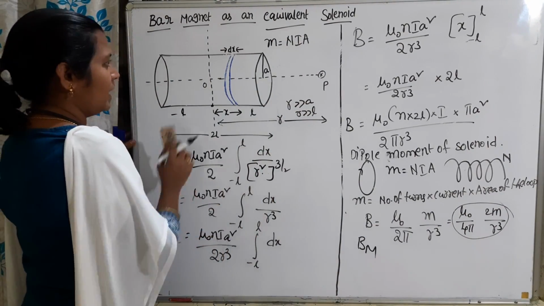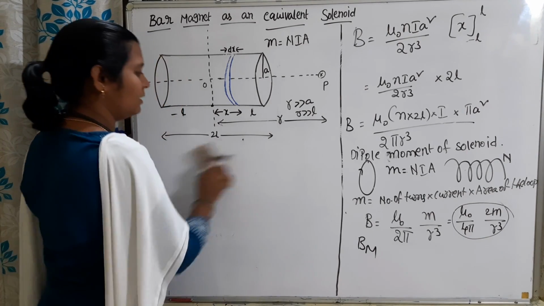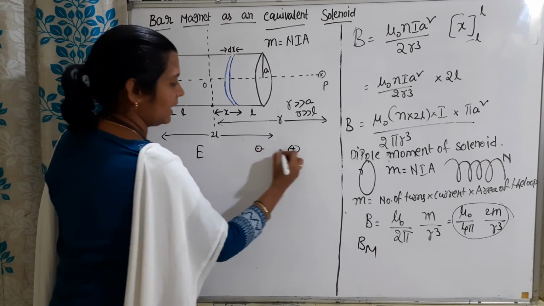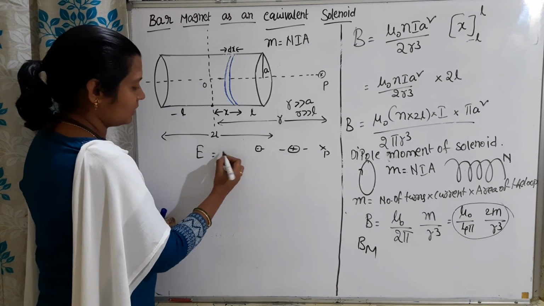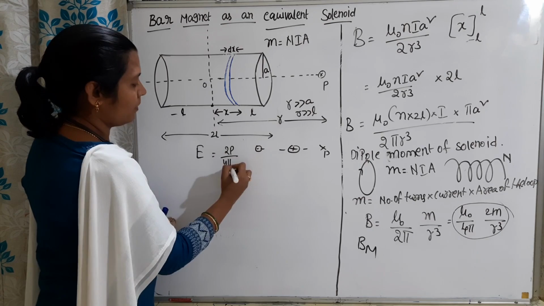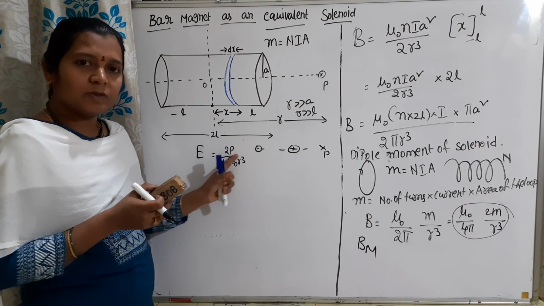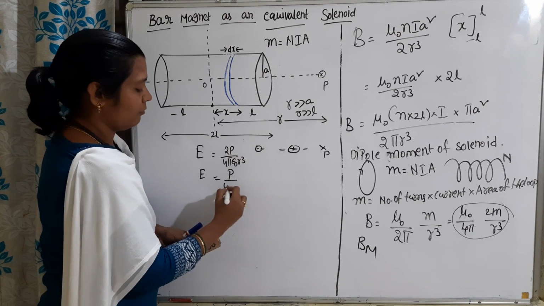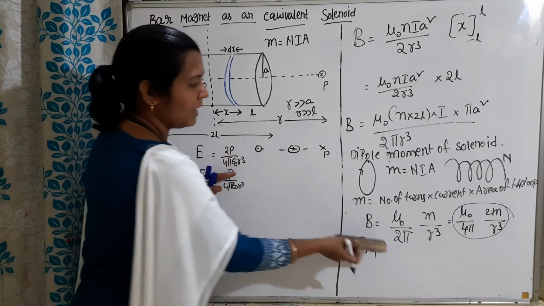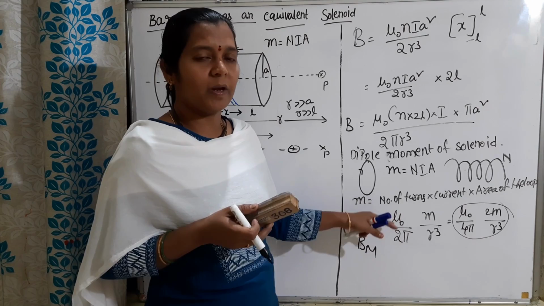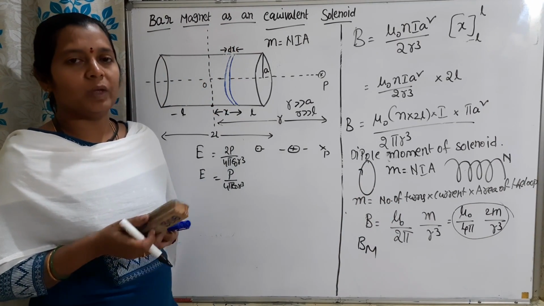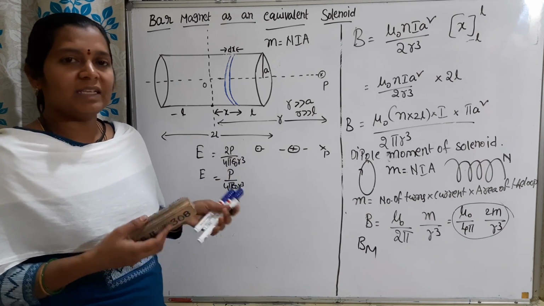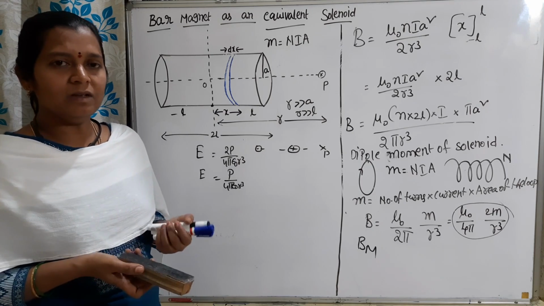We can compare this with an electric dipole. So what is an electric dipole? Already we have done it in the fourth chapter. The electric field due to a dipole at the axial point can be written as 2p by 4 pi epsilon naught r cube. So it is 2 times the dipole moment for the axial point, and for the equatorial point, it is p by 4 pi epsilon naught r cube. So by comparing these two, we can say that the magnetic field at the axial point of a solenoid is the same as that of the magnetic field due to a bar magnet at the axial point. From this, we can conclude that a bar magnet can be imagined as a large number of circular elements, nothing but a solenoid. Thank you.